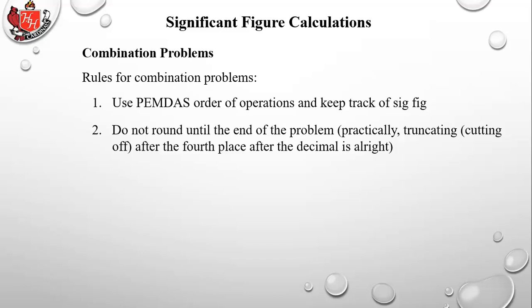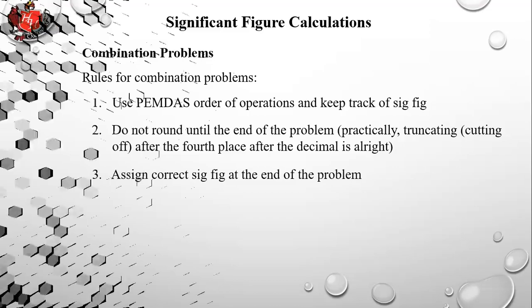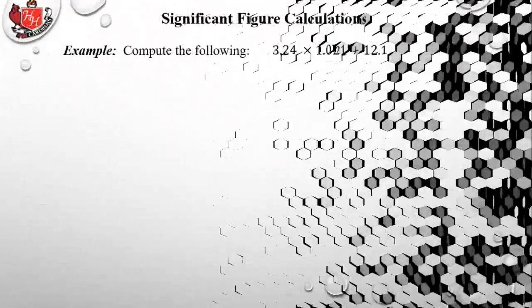In other words, if you get a calculator answer that's 10 digits long, you know it's not going to be that many significant figures. You can chop off some of those digits. Just use your judgment, and assign the correct sig fig at the end of the problem. So here we go. We'll do one.